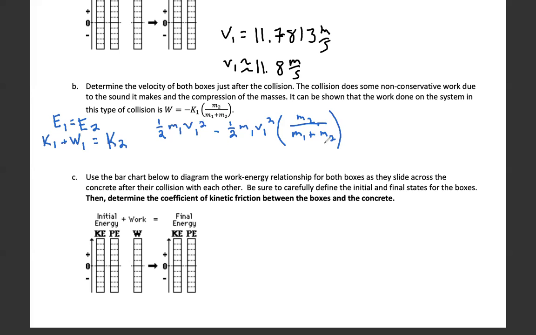Right, that's the work that's being done during the collision, and that's going to equal 1/2. And now here the mass, we have to remember that the mass is now m1 plus m2. It's the two things moving together. And we'll call that v2 squared. And we can then isolate v2 here.